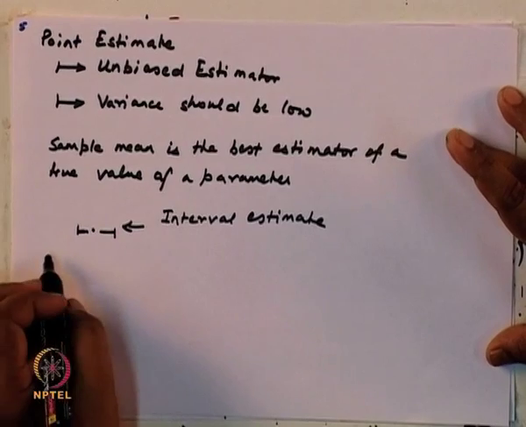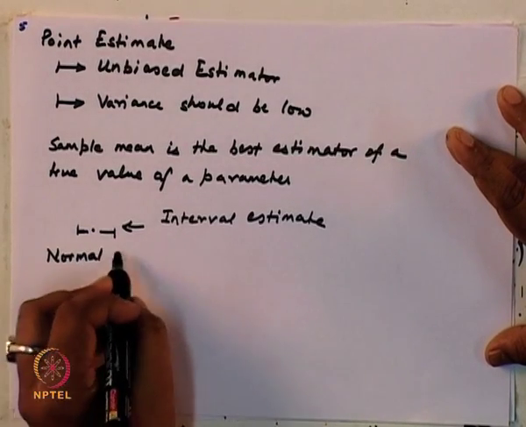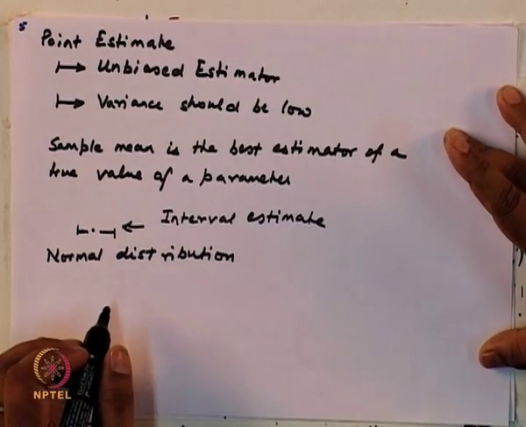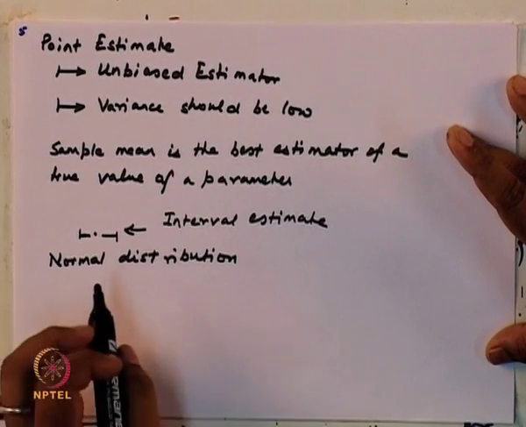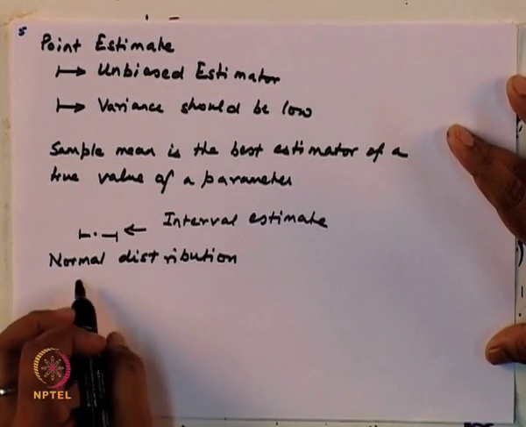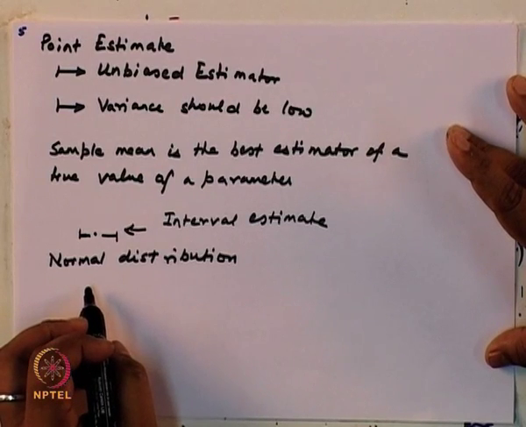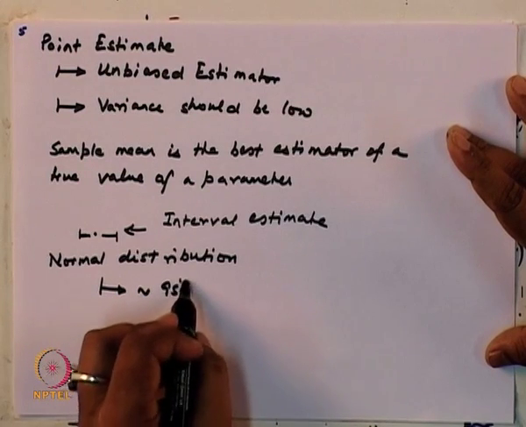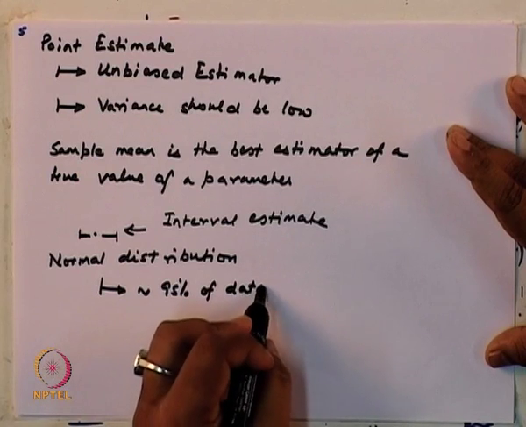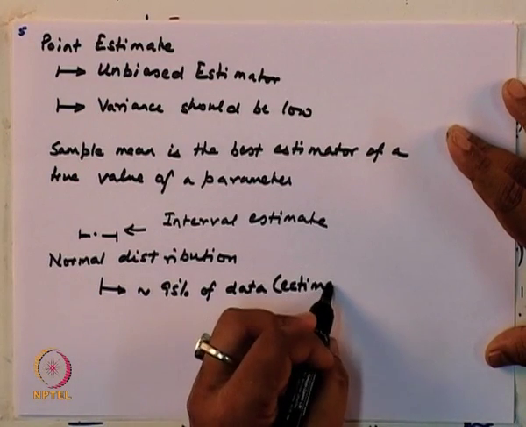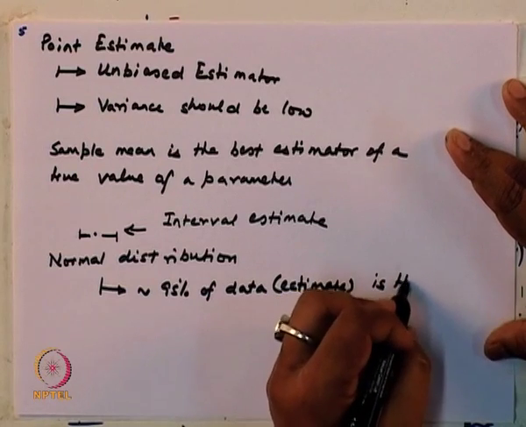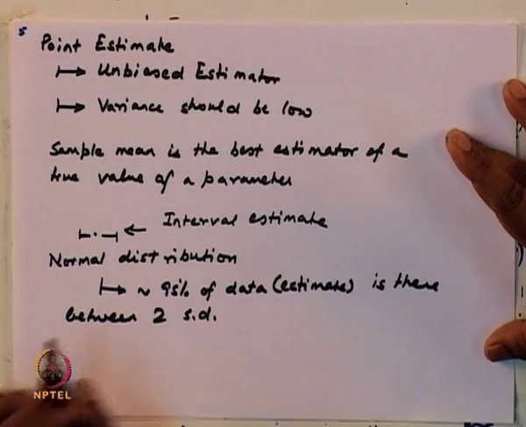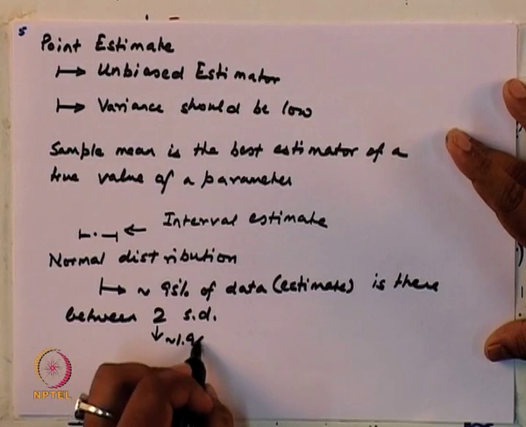For a normal distribution, we know that between two standard deviations roughly 95% of the data is there. Instead of 2, it is actually roughly 1.96 to be exact.